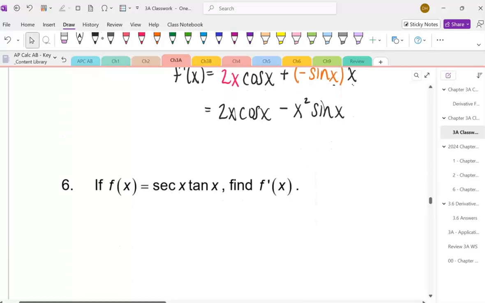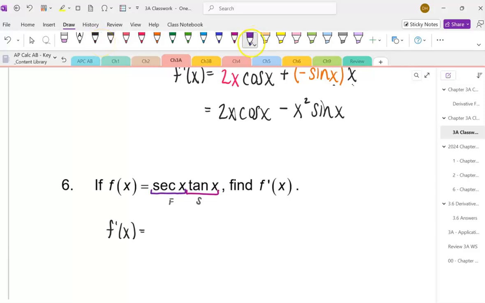In number 6, secant tangent is not one of the problems in the box. They are, however, separate problems, all right, separate derivatives. So right here, this is an indication of we've got the first and then we've got the second. So to find f prime of x, we're going to take the derivative of the first, the derivative of secant x is secant x tangent x, and we're going to multiply it by the second.